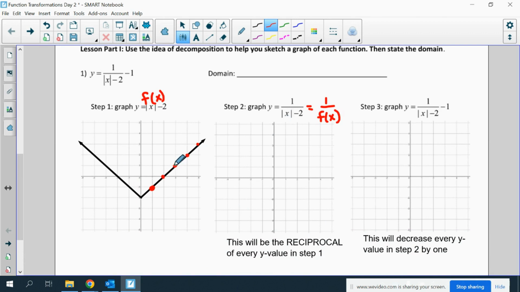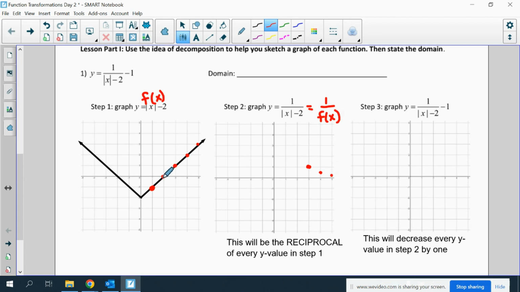So the reciprocal, let's just start at x equals 3. When x equals 3, y equals 1. I would take the reciprocal of that because I'm just going to do 1 divided by this. Well, the reciprocal of 1 is 1. Now let's look at (4, 2) on the original graph. I would take the reciprocal of the y value, so (4, 2) becomes (4, 1/2). And then (5, 3), I take the reciprocal of the y value, that becomes (5, 1/3).